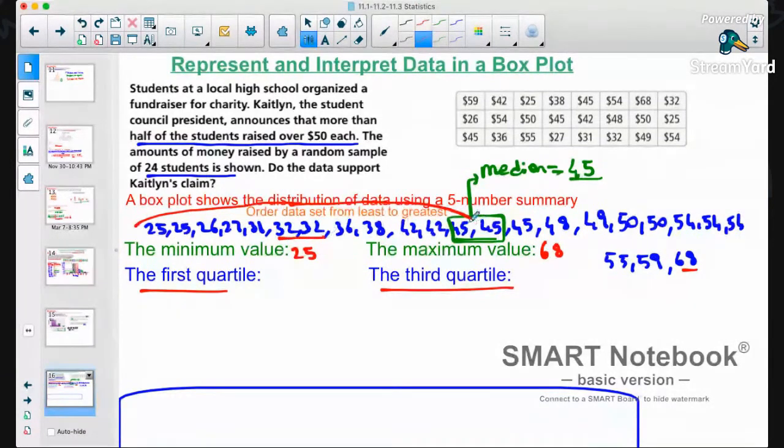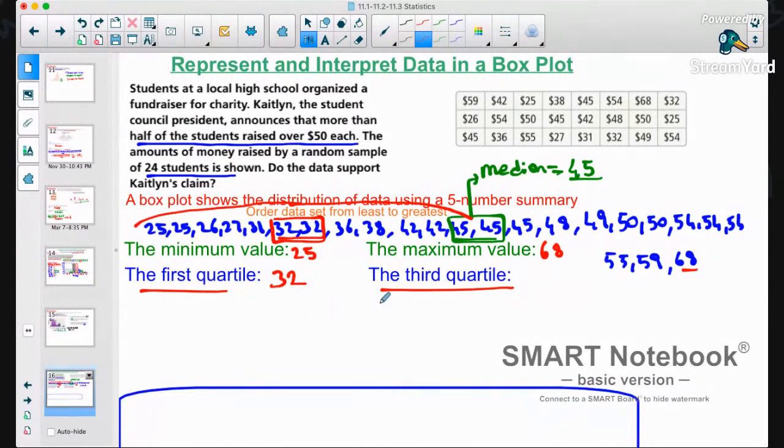I'm telling one more time. To be able to find the first quartile, you need to look at lower part. Lower part means the left side of the median. After that, we need to find the median of lower part. So the median of the lower part is 32.